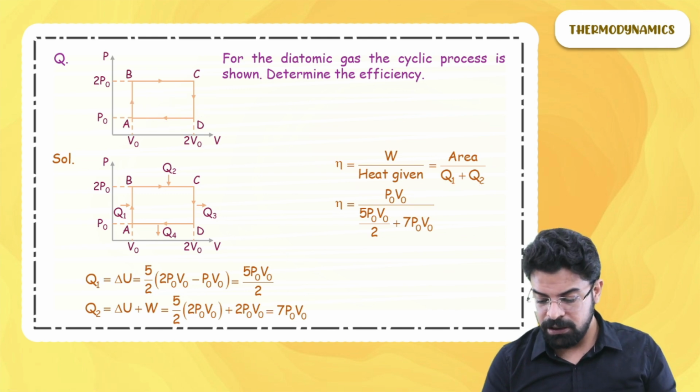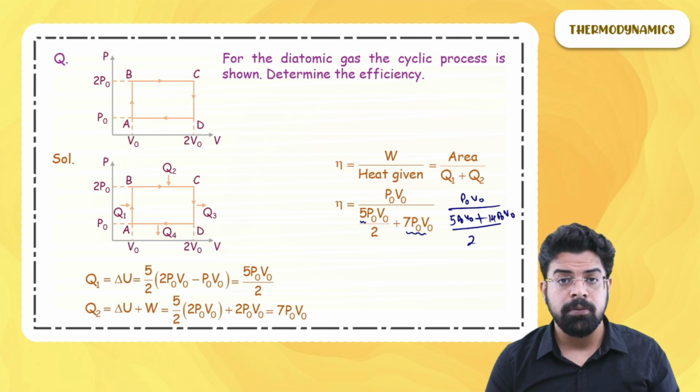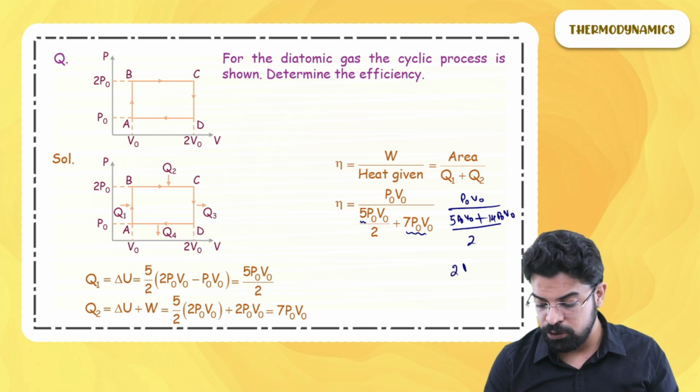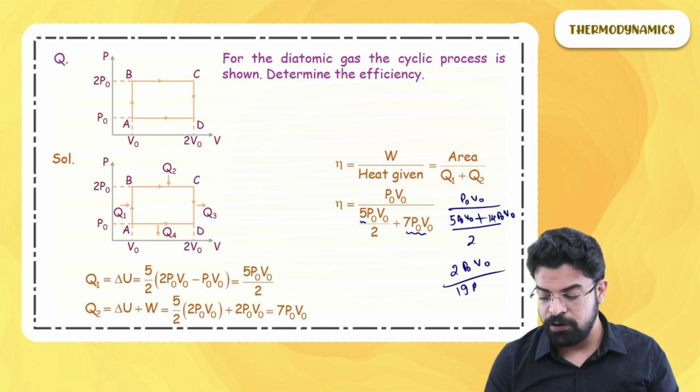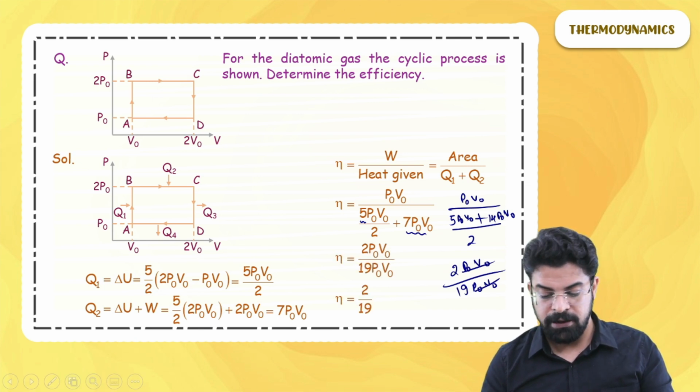Now here you can take 5 P0 V0 by 2 plus 7 P0 V0 as P0 V0 upon 5 P0 V0 whole by 2 plus 7 into 2, 14 P0 V0. So this 2 moves from the denominator of the denominator to the numerator. So you get 2 P0 V0 upon 5 plus 14, that is 19 P0 V0. Cancelling out P0 V0, you get 2 by 19. So the efficiency comes out to be 2 by 19.